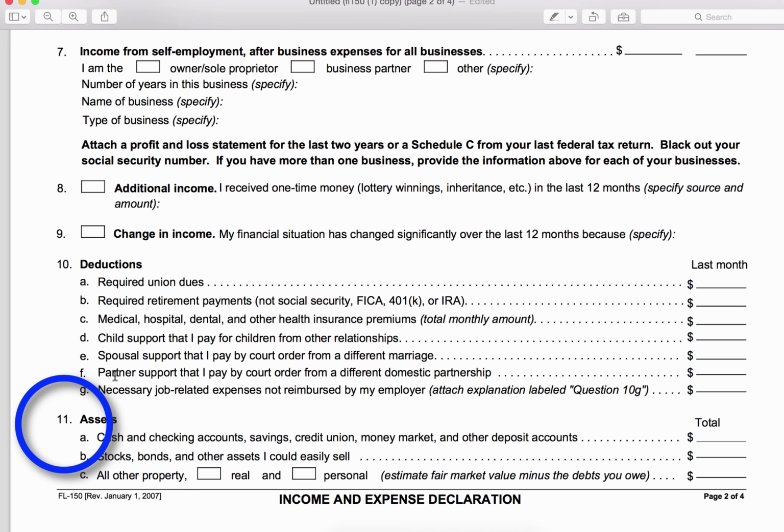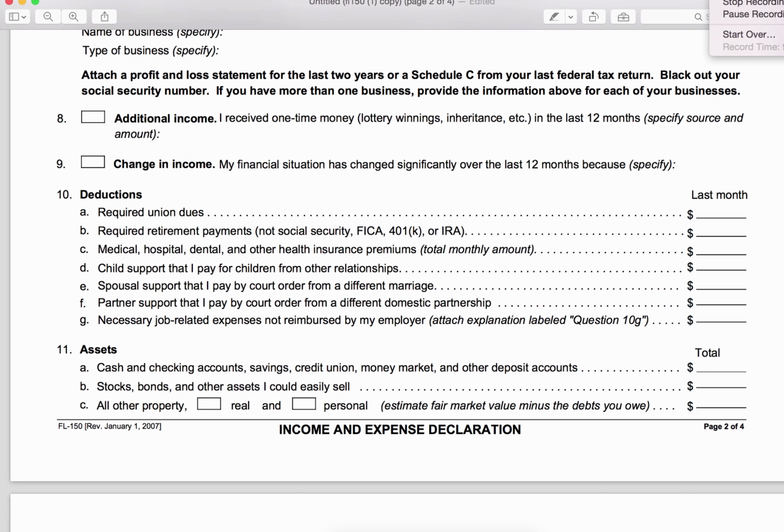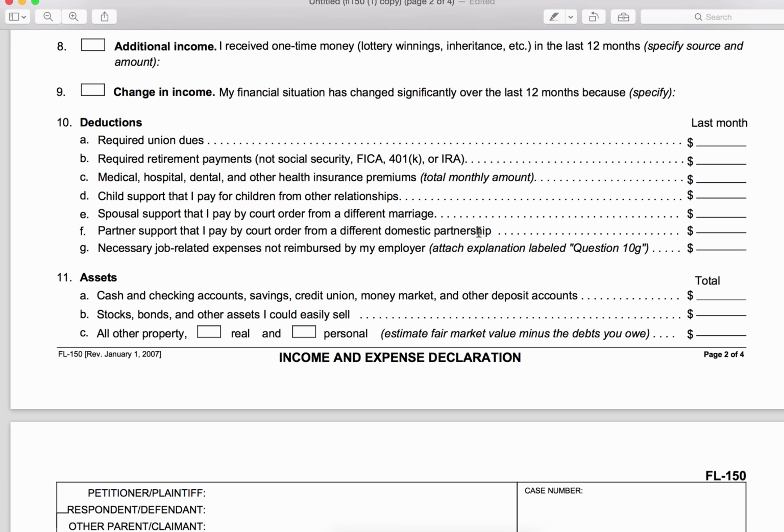Item 11 is about assets including bank accounts, property, and stocks. Provide information for each of the items that apply to you. At the top of page 3, put the appropriate names for petitioner and respondent and fill out the case number.